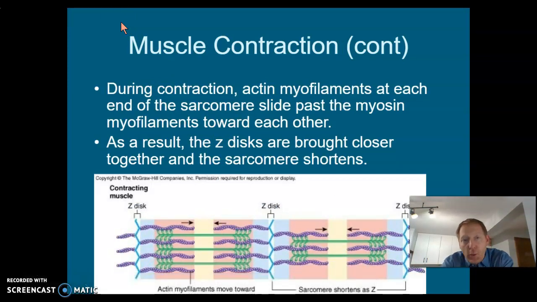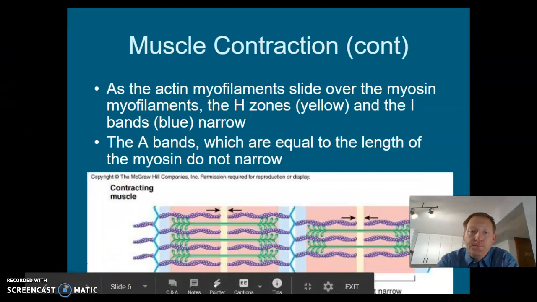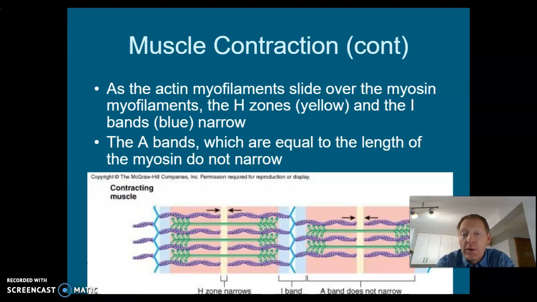So the way we describe it here, the actin myofilaments, and we use these terms interchangeably just so you know, an actin filament or an actin myofilament, it's the same thing. The most technical name is a myofilament, but if you hear filament, don't get confused. So basically, what's going to happen is the actin on one side and the actin on the other slide past the myosin and move towards the middle, otherwise known as the M line. And then the Z discs, which are the ends for each sarcomere, are going to move close together, and the whole thing shortens.